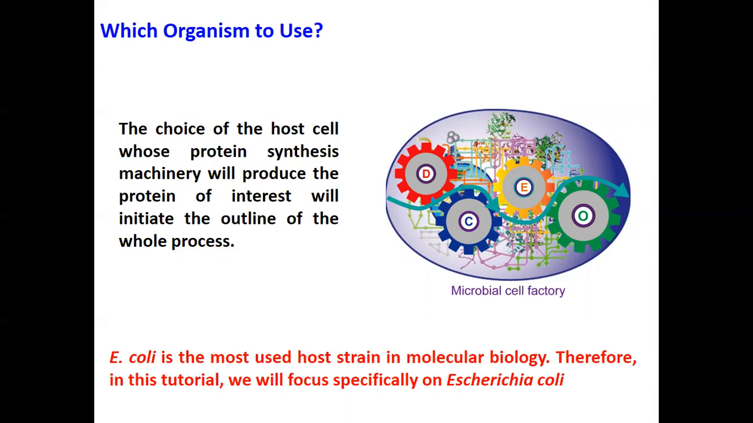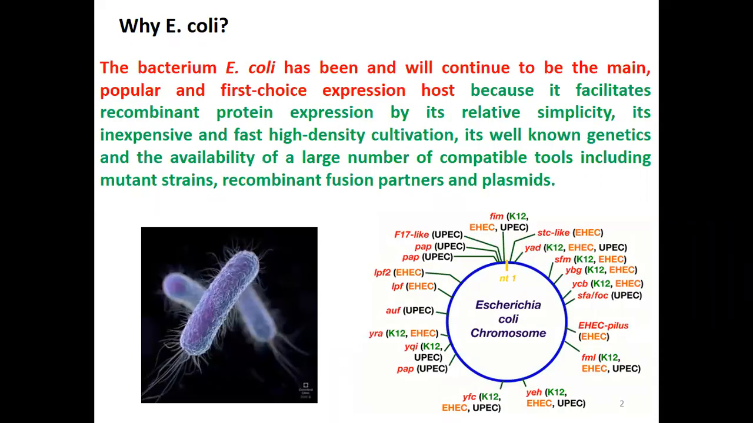Therefore, in this tutorial, I will especially focus on E. coli. So the question is, why E. coli? For decades, E. coli has been the first choice, especially as an expression host. Why? Because the advantages of using E. coli are well known. They have certain advantages over other microorganisms, and I would like to discuss these. It has unparalleled fast growth kinetics, meaning it has the fastest growth compared to other microorganisms.